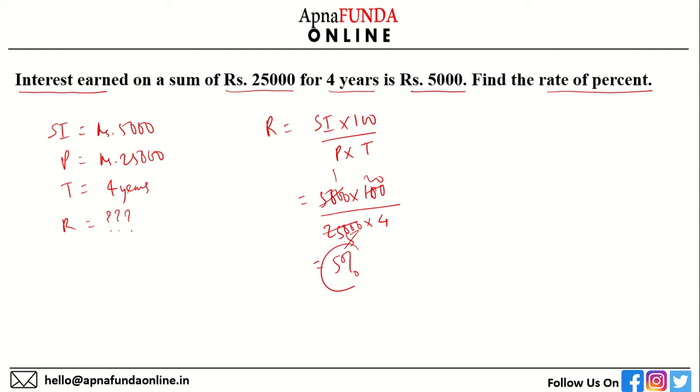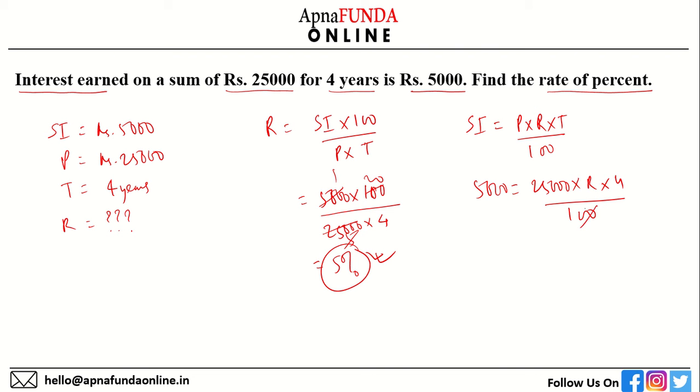This is 5%. So the rate of percent is 5%. This is my answer. Alternatively, you can also solve this by the simple interest formula. Simple interest is equal to principal into rate into time period divided by 100. So this is 5,000 equal to 25,000 into R into 4 divided by 100. Correct? We just solved this.